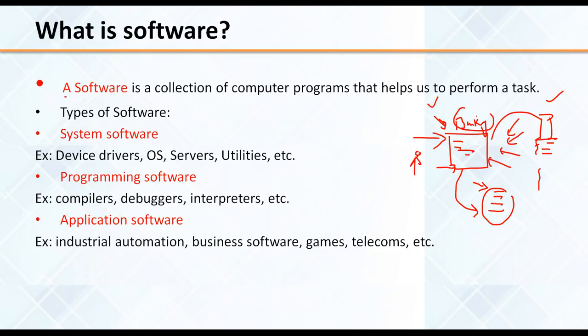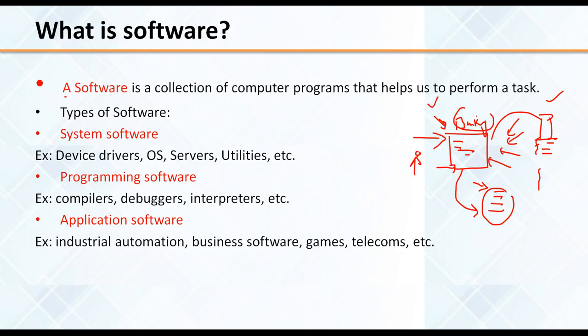Now if we come to the softwares, there are three types of softwares in the market. We can call them system software, programming software, or application software. So these are the three types of softwares. System software is nothing but device drivers, operating system, servers, utilities. These all come under system software.